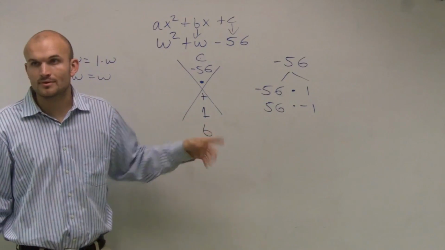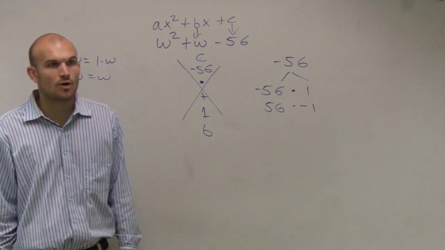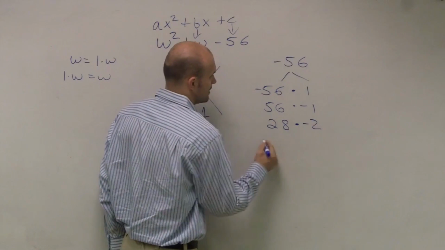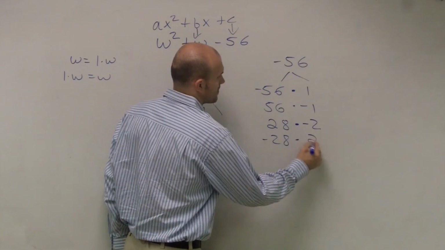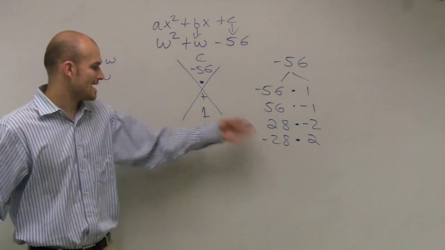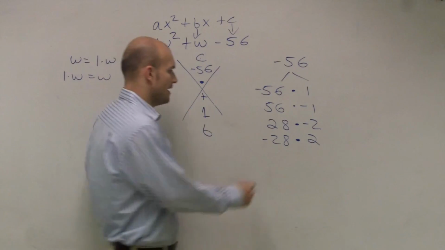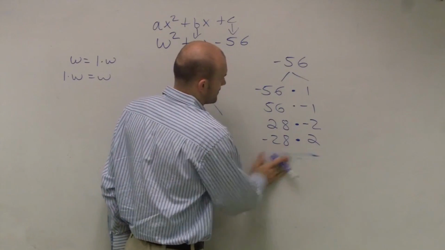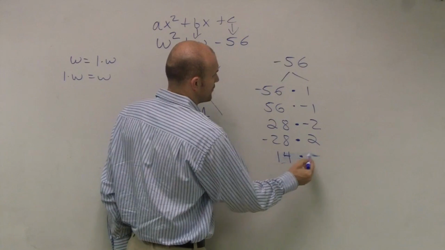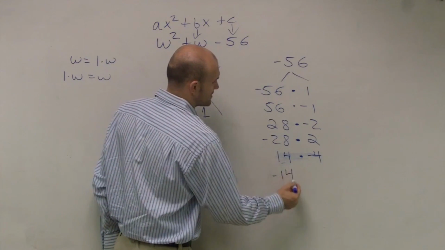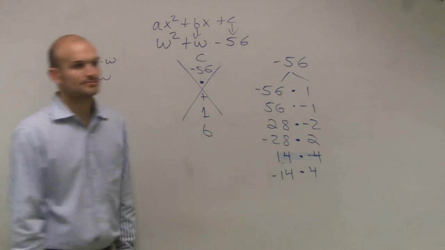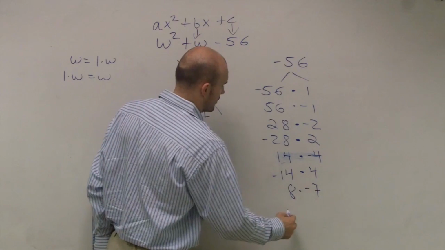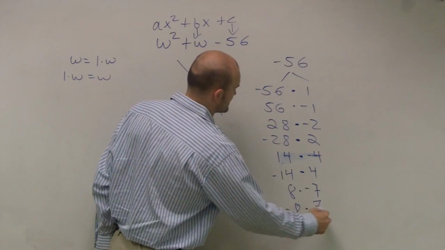However, I just said negative 55 or positive 55, right? We're looking for 1. So I go down the list and I say, okay, how about 28 times negative 2, and negative 28 times 2? Do any of those, when added up, equal 1? No. How about 14 times 4, or negative 4, or negative 14 times 4? Do those add up? No. How about 8 times negative 7, or negative 8 times positive 7?